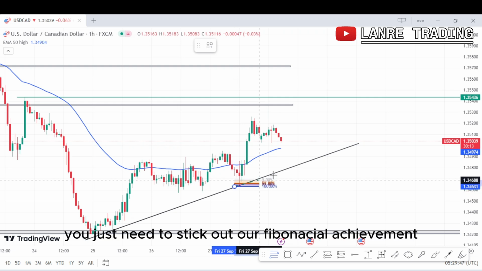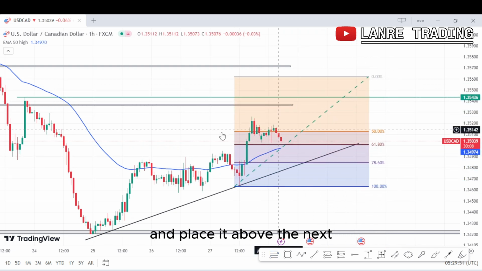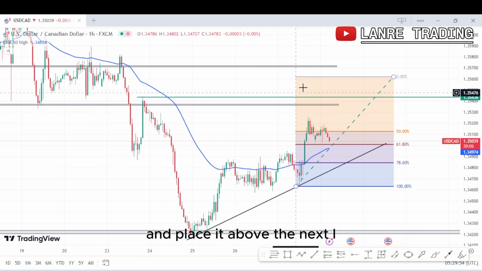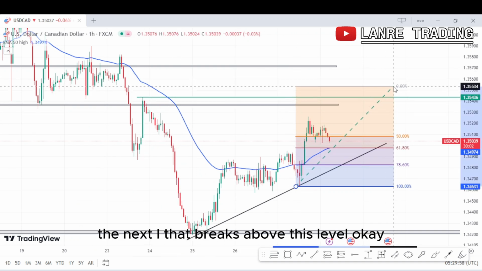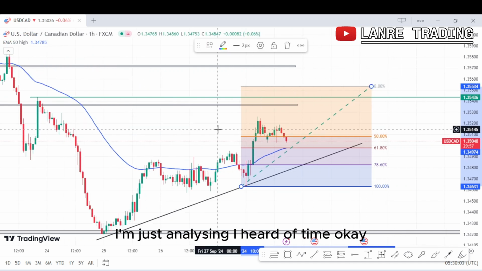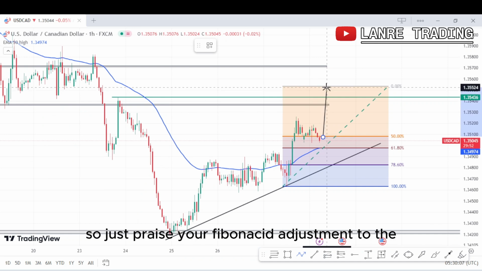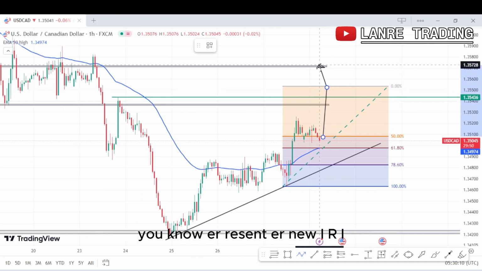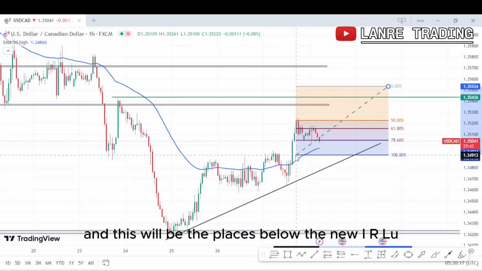So all we need to do is take out our Fibonacci retracement and place it above the next high that breaks above this level. I'm just analyzing ahead of time. If price takes out this level, we place the Fibonacci retracement to the recent new higher high, and you place this below the new higher low.